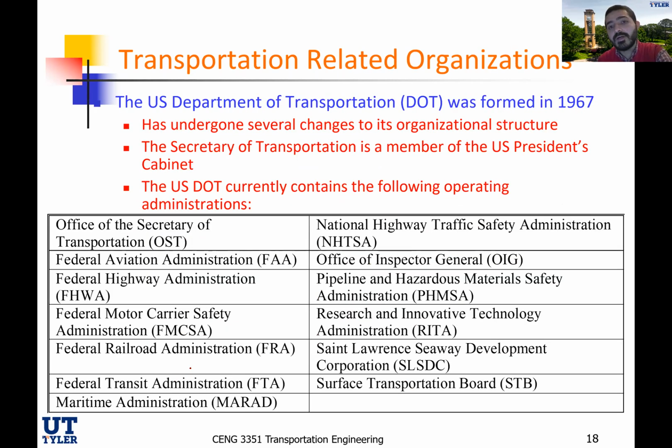These are here the U.S. Department of Transportation. This is the big umbrella. Underneath there is everything that has to do with transportation. So the U.S. DOT was formed in 1967. It has gone through several changes in its organizational structure, and now there are multiple administrations under the U.S. DOT. One of the famous ones is the FAA, the Federal Aviation Administration, and of course the major one that affects our roadways is the Federal Highway Administration, FHWA. Those are two of the major ones that we're gonna discuss in this class as well.